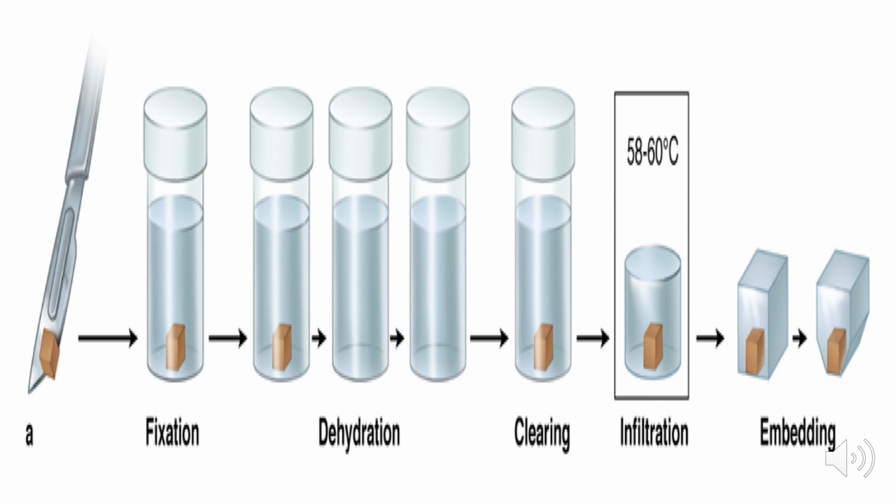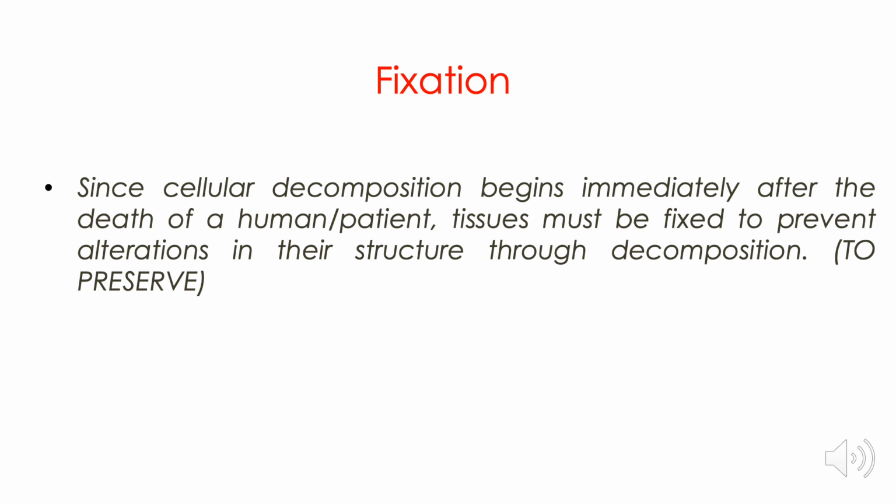The first step will always be fixation, and the main purpose of fixation is to preserve the organ and to prevent changes in the organ. Okay, for you to understand that, I want you all to take note that if you remove an organ from the body because you want to process it, you have actually cut it from its own blood supply. If there's no blood supply, then most likely the cells of that organ will not receive oxygen and the cells will start dying and the organ will begin decomposing or decaying.